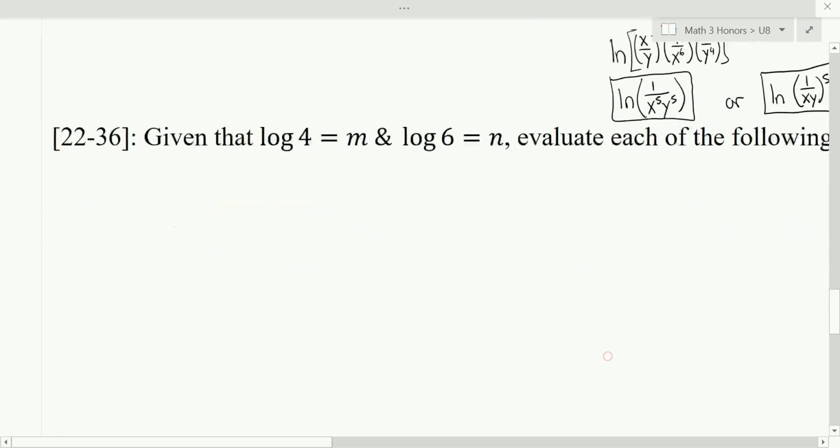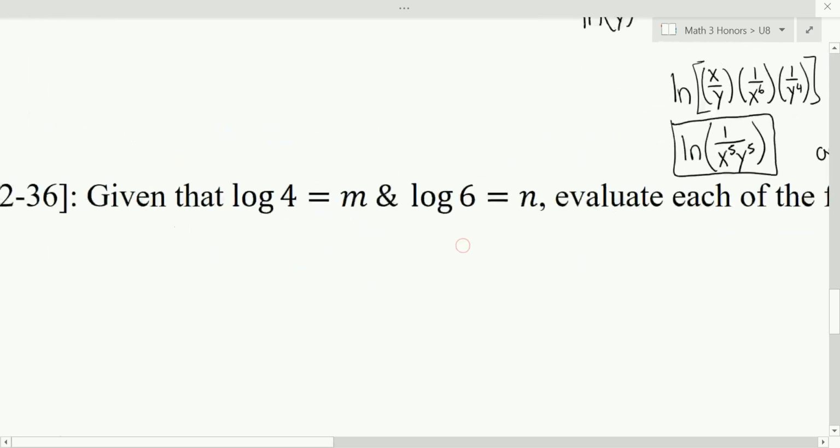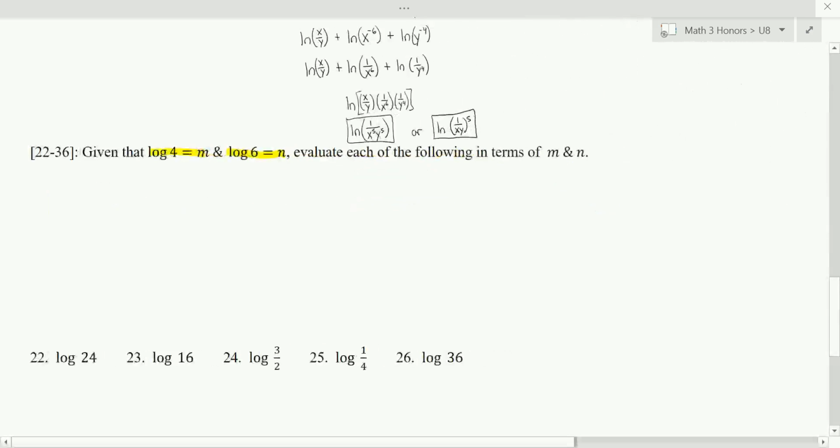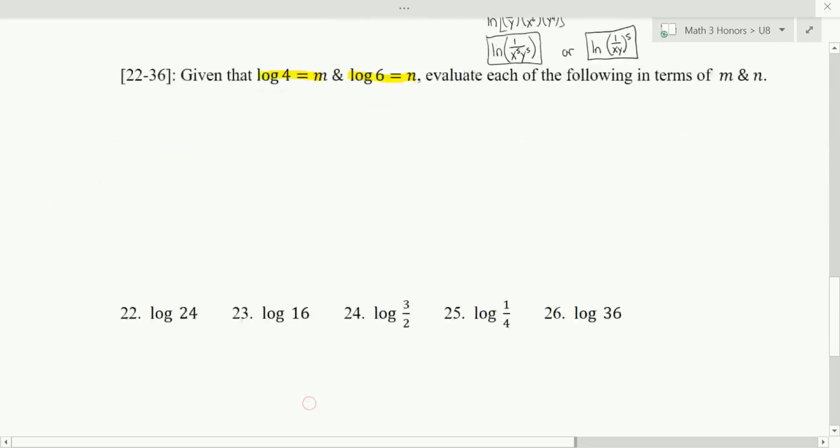So on 22 through 33, they're going to say, okay, log of 4 is m, and log of 6 is n. And they're going to give you different problems, and you've got to write them in terms of just m and just n. And so it's going to look like this.